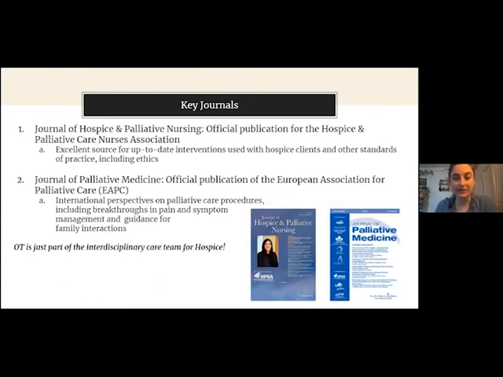And here are some key journals that we used. So the Journal of Hospice and Palliative Nursing, and also the Journal of Palliative Medicine, which is published in Europe. Both great resources.